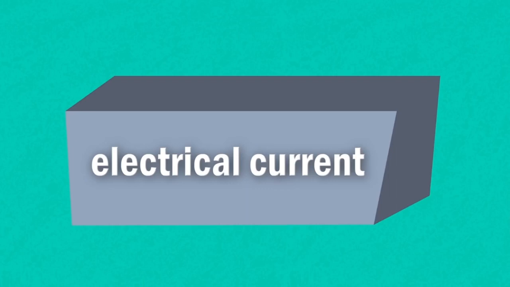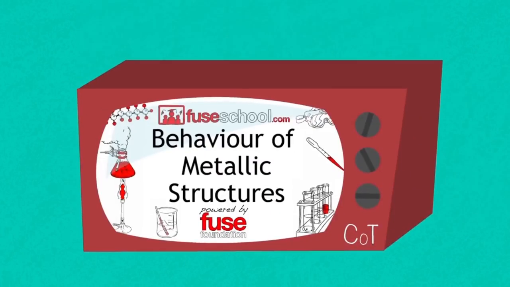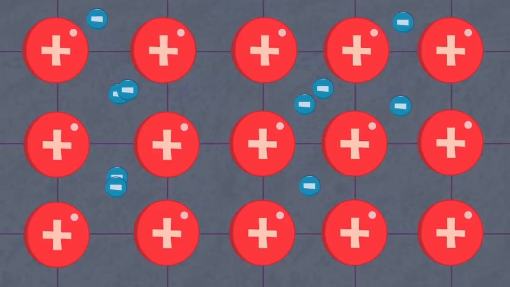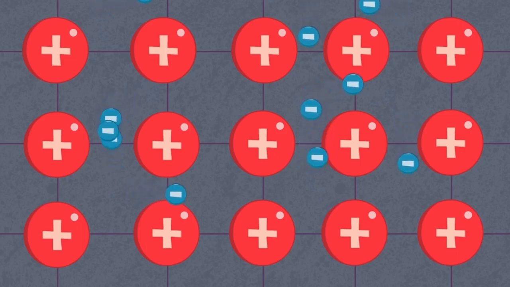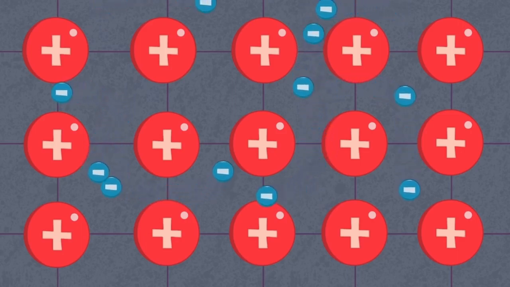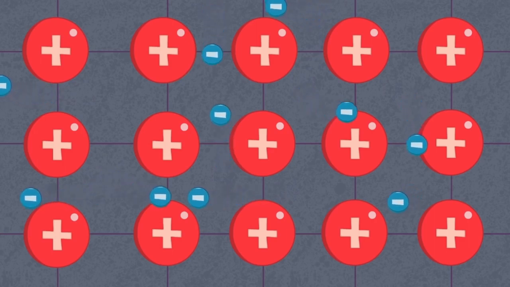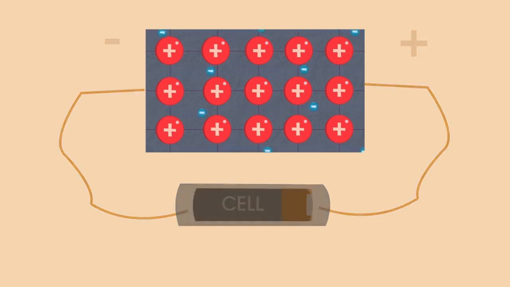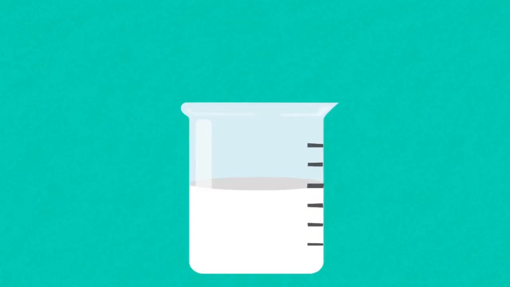We do need to sidestep for a moment to look at electrical current in a metal. From our lesson Behaviour of Metallic Structures, we know that electrons in a metal aren't bound to particular atoms. They form a sea of electrons that can move easily if a potential difference or a voltage is applied across it. This could be from an electrical cell or a battery. The electrons will begin to drift towards the positive terminal of the battery, and this is what happens when current flows. Current is the movement of charge. In this case, electrons.